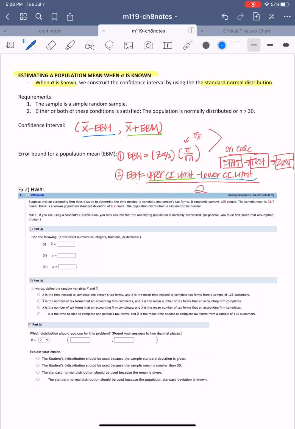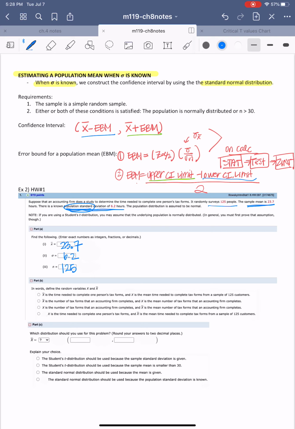So let's try example 2, which is your first homework problem. Suppose that an accounting firm does a study to determine the time needed to complete one person's tax forms. It randomly surveys 125 people. So that's your sample size, n equals 125. The sample mean, that's your x bar, is 23.7. And notice the words population standard deviation. That's a sigma, not s. So sigma is given as 6.2.